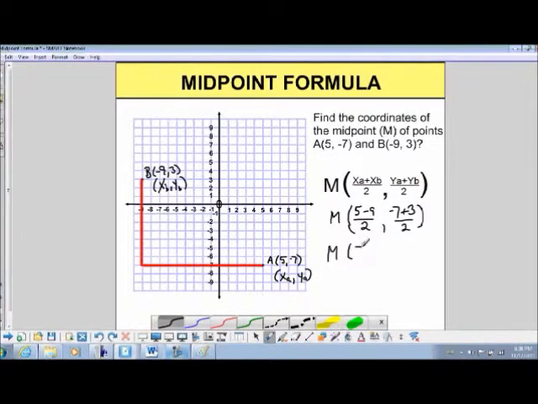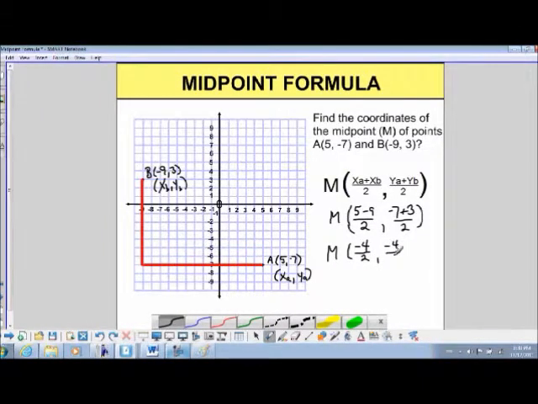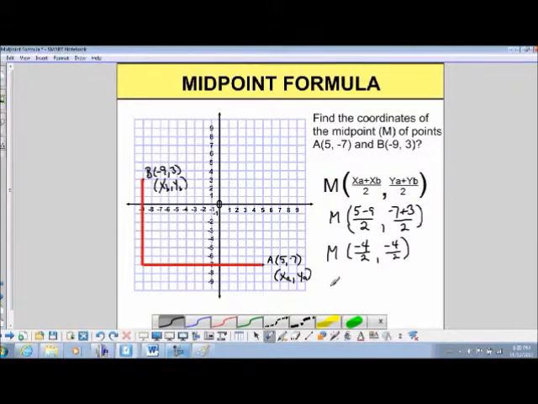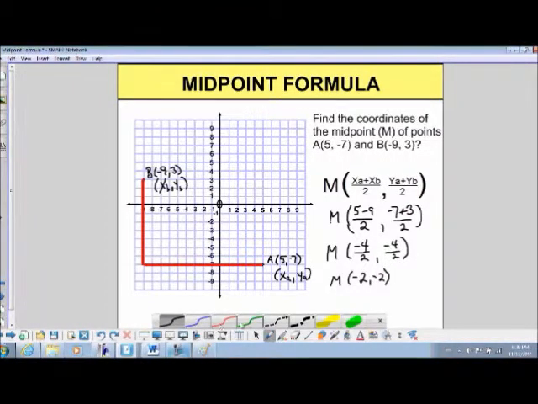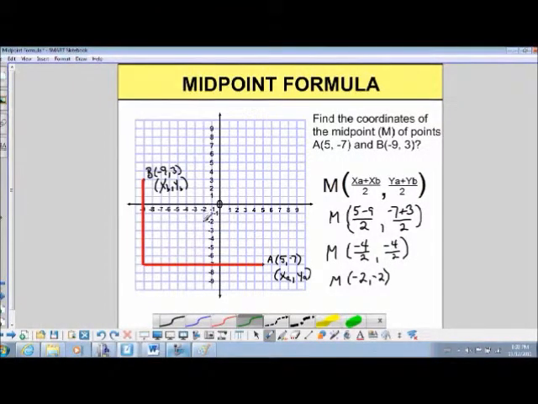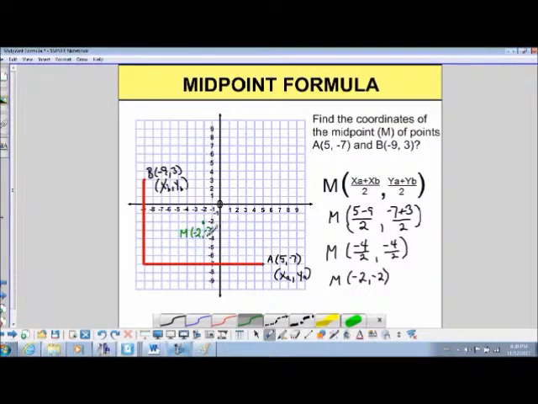5 minus 9 is -4. So we'll have -4 divided by 2. -7 plus 3, -4 again. And -4 divided by 2 is -2. So our midpoint, if we've done it correct, should be -2, -2. Right there. We'll call that M. And again, I'll write in the coordinates.